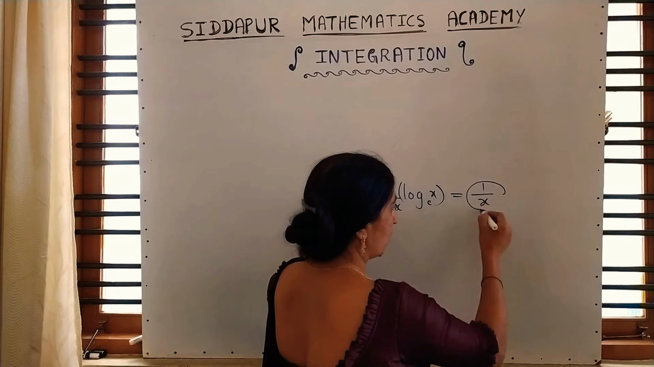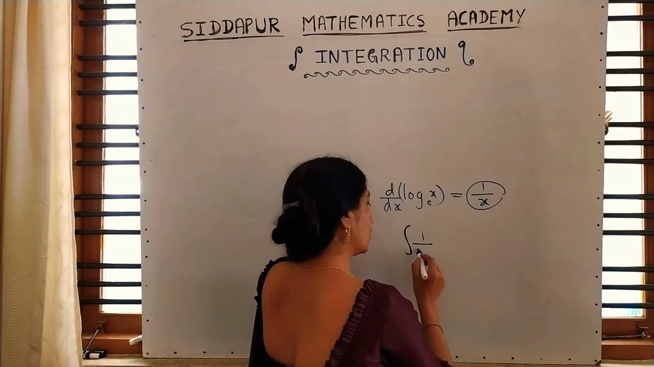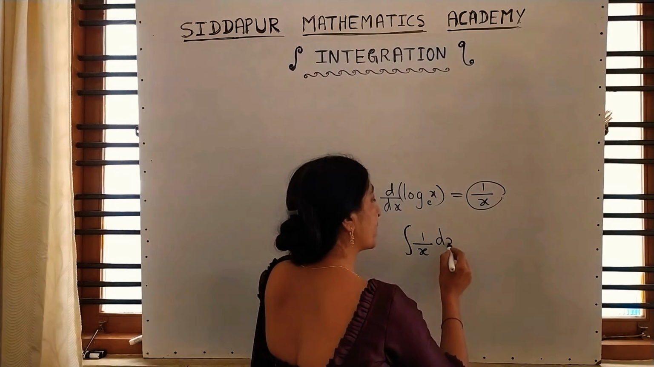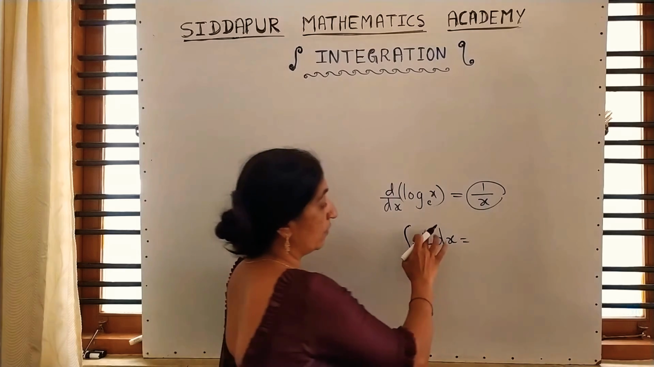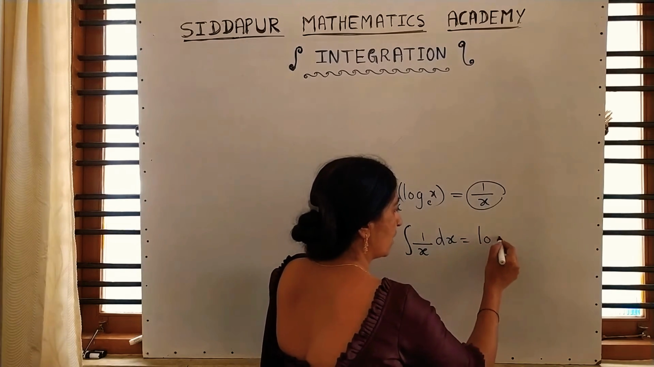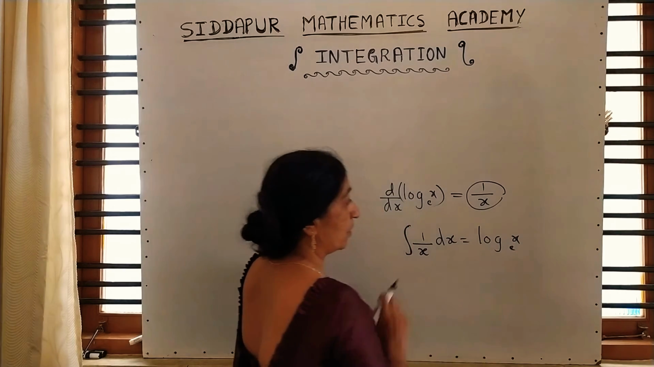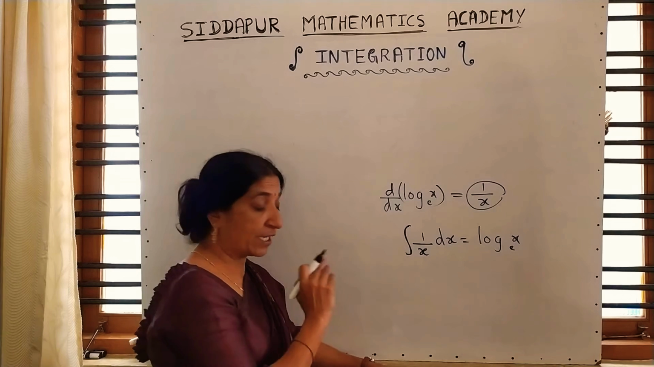See here, you got this answer. That means if you integrate, this is the symbol for integration. If you integrate with respect to x, variables usually we take x and y, generally x. With respect to dx tells you are integrating with respect to x. Your answer will be log x. See how differentiation and integration are related to each other.